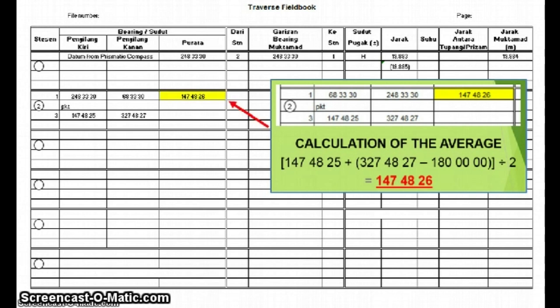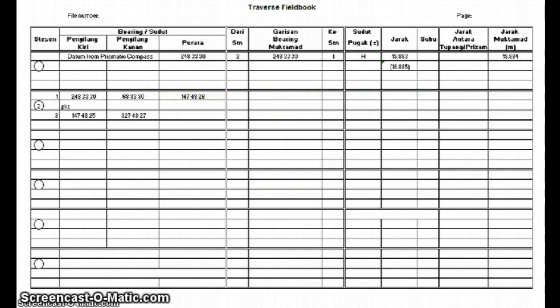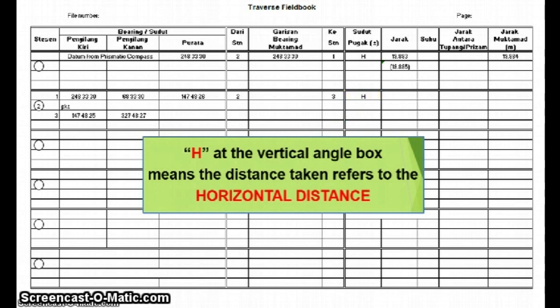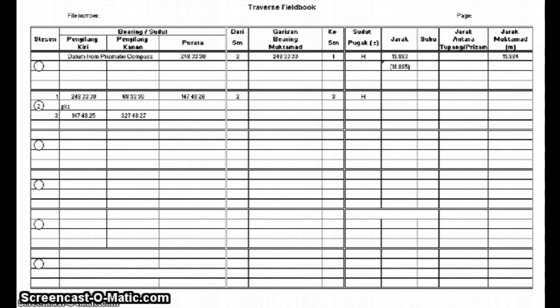So, after we calculate the average bearing, we need to write down the vertical angle. Actually, we use the symbol h to represent the angle, h at the vertical angle box. That means the distance taken refers to the horizontal distance. Are you okay, guys? Can we proceed? Alright, guys.